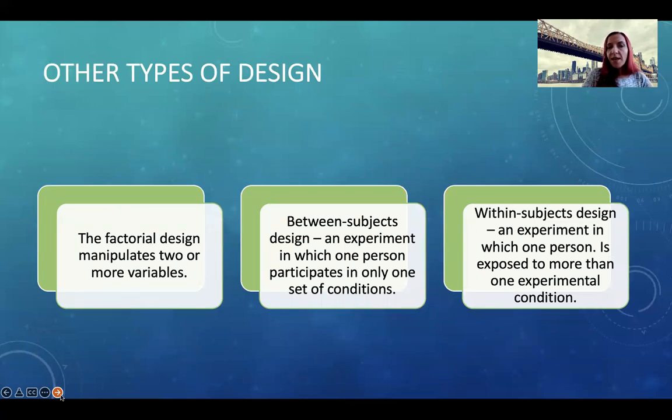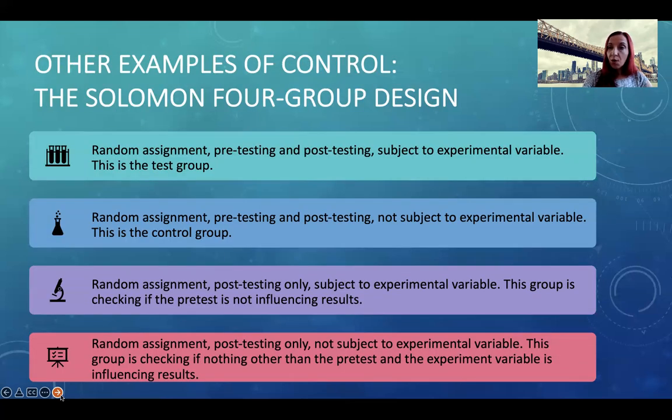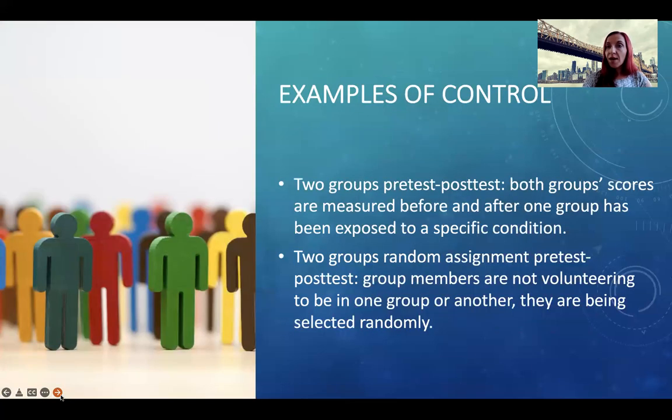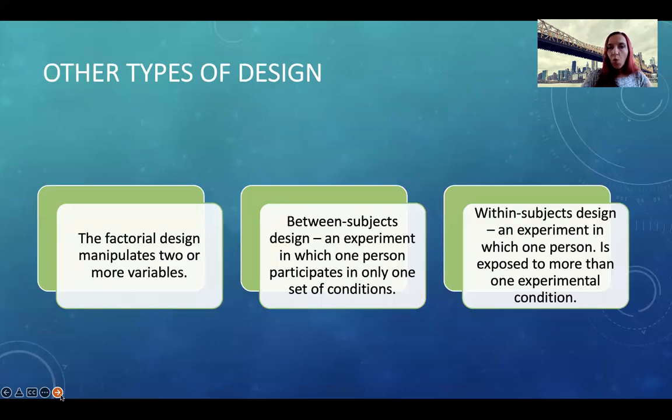Other types of design include the factorial design. This type of design manipulates two or more variables. So these designs that we looked at before involve only one variable, only one independent variable. But we could, for instance, create a design where we manipulate two or more variables. In the case of scientific context comprehension, we could actually manipulate both the noise and room temperature.